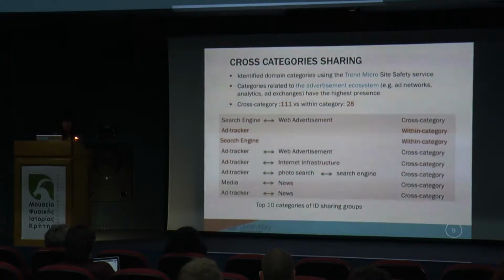Perhaps expectedly, we observed a dominant presence of advertisement-related parties sharing specific user IDs to serve targeted advertisements. As I explained earlier, it is a common practice. Sharing across search engines and web advertisement, sharing within different ad trackers, and sharing in search engines appeared as the top 3 categories of ID sharing in our data set.